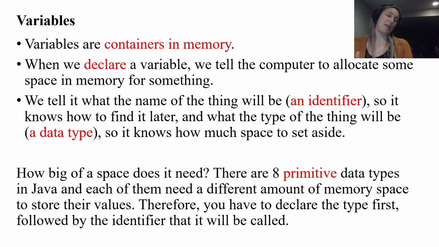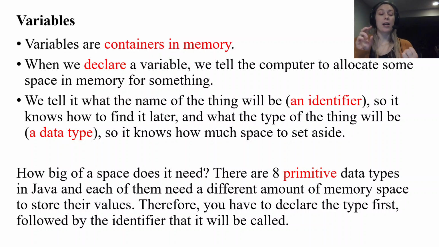Now, how big of a space does it need? Well, there's actually 8 what we call primitive data types in Java. Primitive data types are data types that are built into a Java program, and each one needs a different amount of memory space to store whatever value it's going to hold. So you have to declare the type first, followed by the identifier.